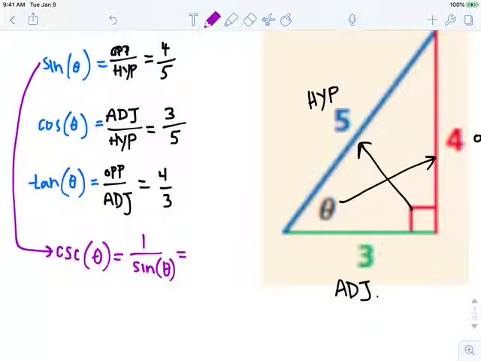If it's 1 over sine, then it's what over what, if you're going to write it as a ratio? Yeah, it's 1 over 4/5, or just take 4/5 and flip it. Hypotenuse over opposite. So like you said, Ryder, yep, 1 over 4/5 turns into 5 over 4.